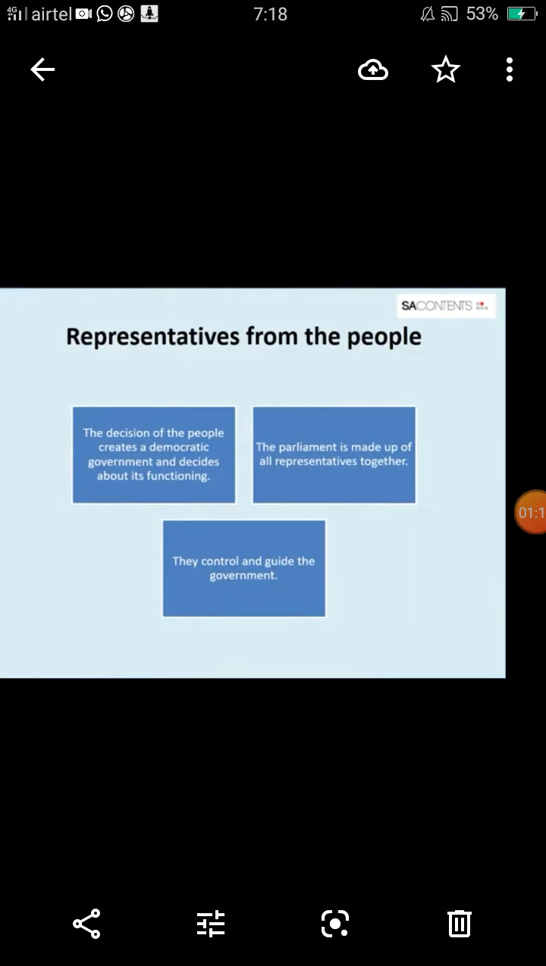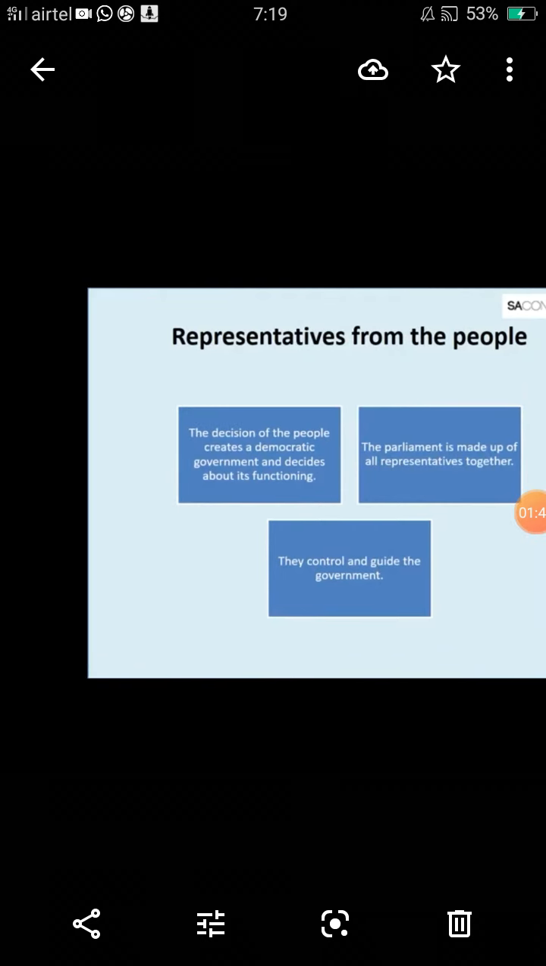Now let's see that the parliament representatives are chosen from the people. The decisions of the people create a democratic government and decide about its functioning. The parliament is made up of all representatives together. They control and guide the government.